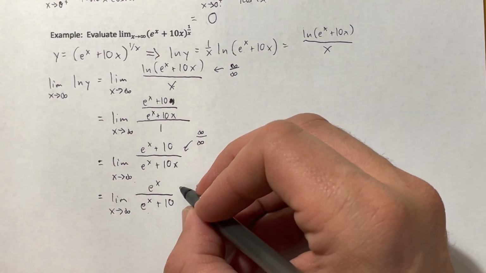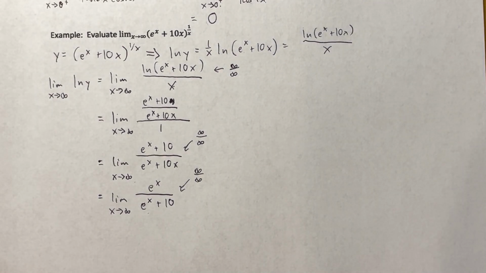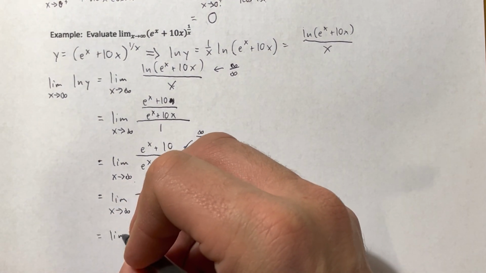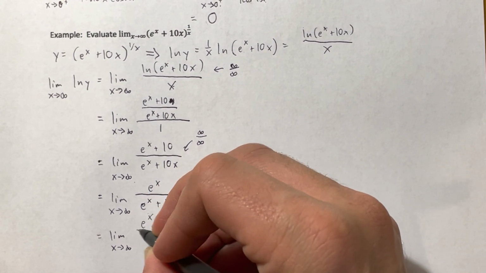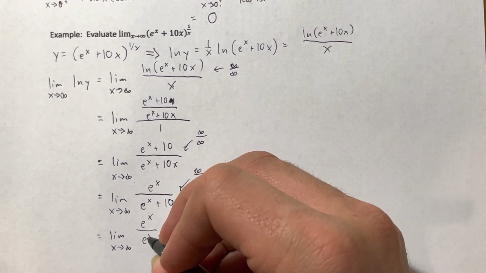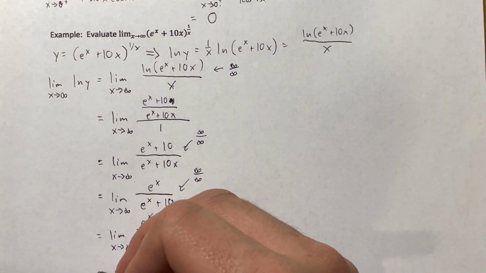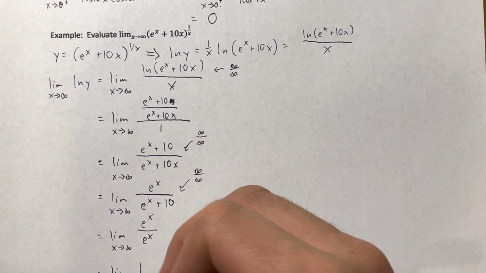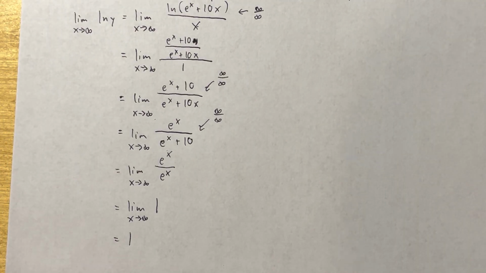But yet again, we have an infinity over infinity indeterminate form. So I need to use L'Hopital's rule yet again, a third time. This becomes the limit as x approaches infinity. E to the x is its own derivative. E to the x plus 10 will become e to the x after taking a derivative. And then here, I can just divide those and simplify. This becomes the limit as x approaches infinity of 1, which is equal to 1. It's a constant function, right?